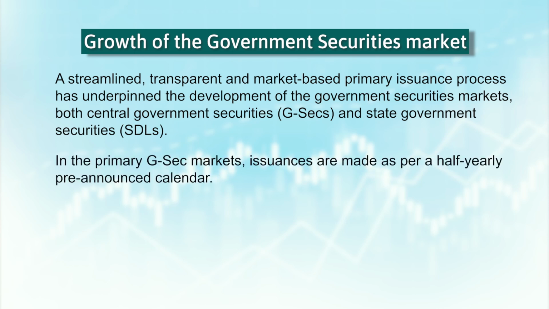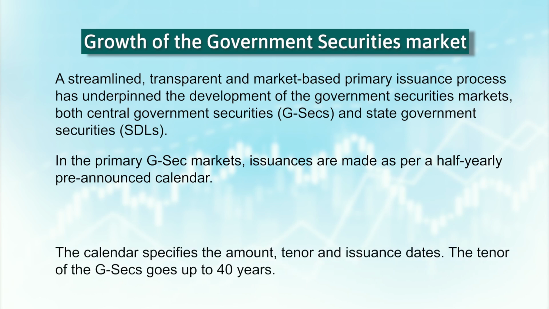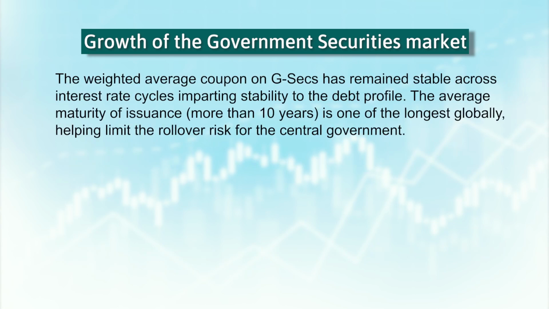In the primary G-SEC markets, the issuances are made as per a half-yearly pre-announced calendar. The calendar specifies the amount, tenor and issuance dates. The tenor of the G-SECs goes up to 40 years. And we also find that the weighted average coupon on the G-SECs has remained stable across interest rate cycles, imparting stability to the debt profile. The average maturity of issuance is one of the longest globally, helping limit the rollover risk for the central government.